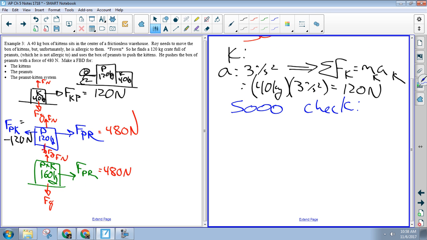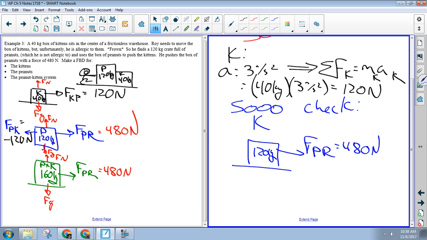So let's look at the peanuts and the kitten system. No, not at all. That's not what I want to do. Sorry. Let's look at the peanuts. We've already looked at the kittens. Who wrote this problem? Jeez. All right. So here we go. 120 kilograms. We know that we've got the force on the peanuts by Roy. We got the force on the peanuts by the kittens.